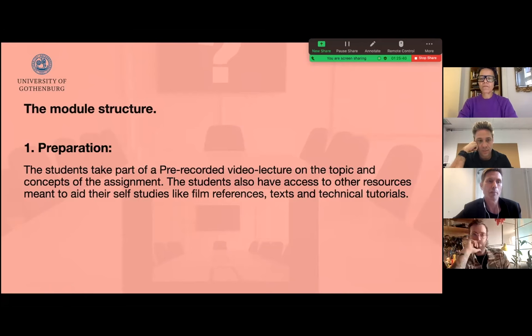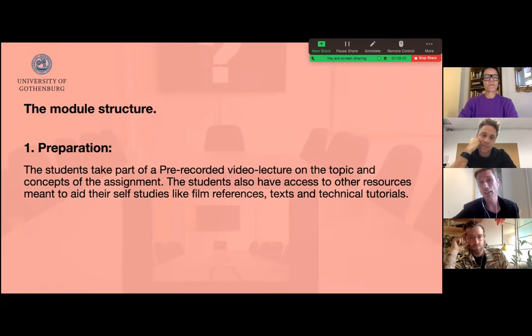The first step is preparation. So the students take part of a pre-recorded video lecture that we have recorded before on the topic and the concepts of the assignment. And the students also have access to other resources meant to aid the self-studies, like film references, texts, and technical tutorials.